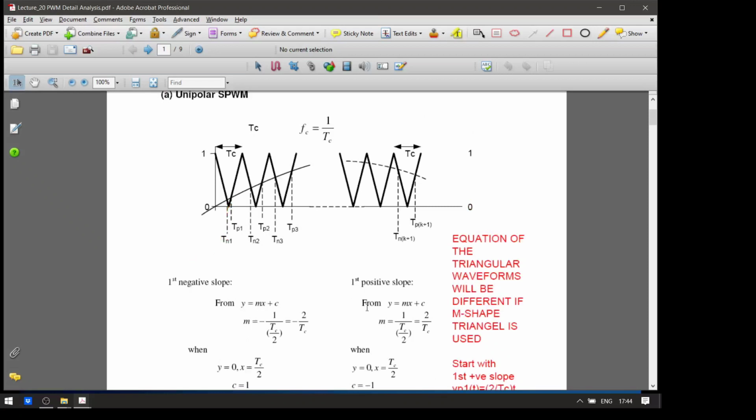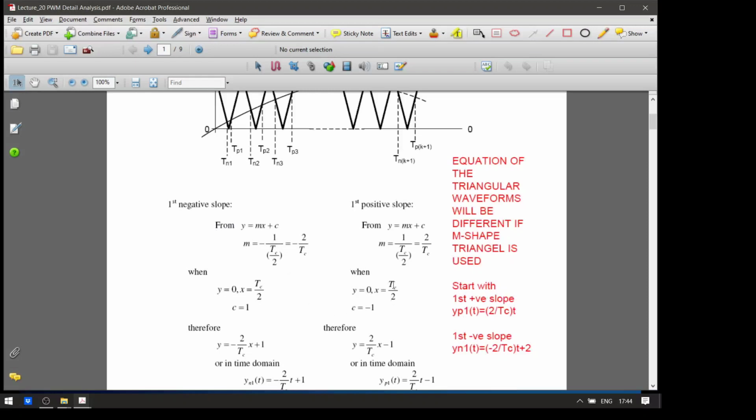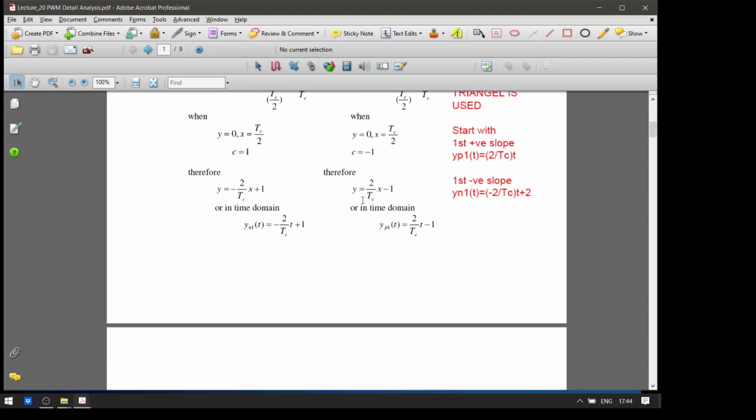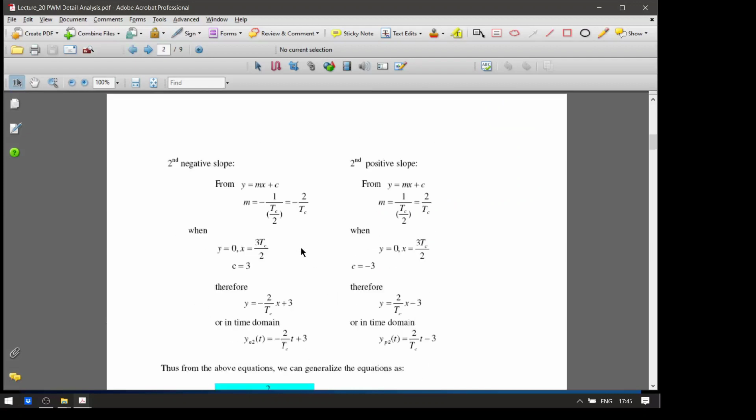Okay? So therefore we have c equals minus 1, and therefore the equation for that line, the first positive slope line, will be y equals 2 over Tc x minus 1, and in terms of domain you have this. So that is actually the first positive slope equation, yP1 equals 2 over Tc t minus 1, right? So we have two equations there.